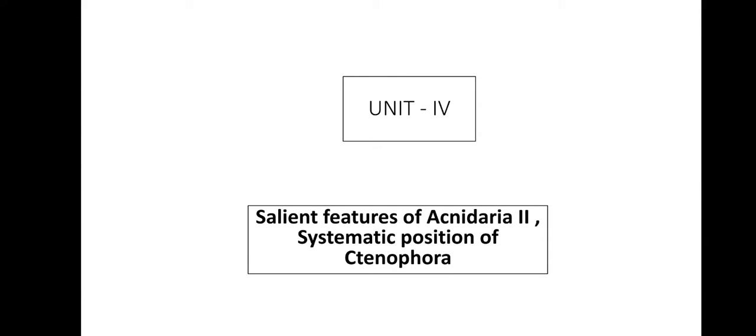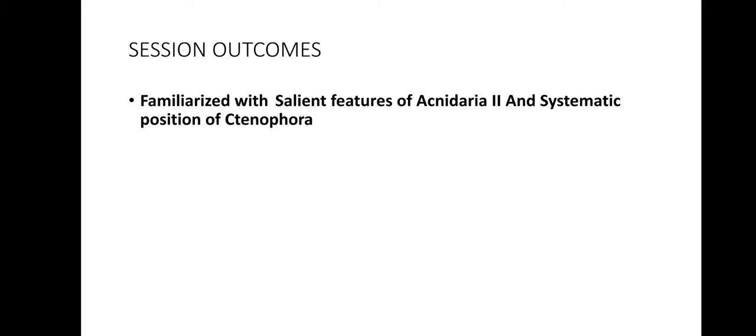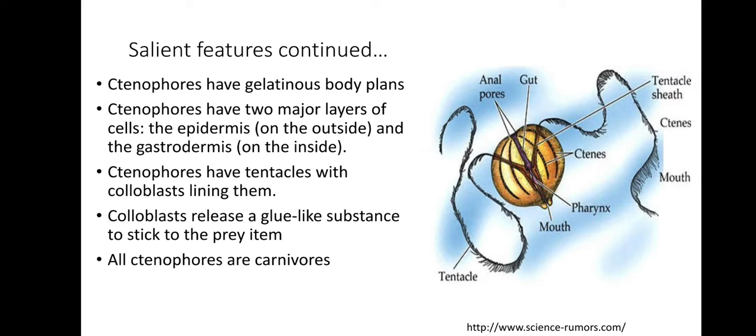Welcome to another session of Acnidaria, and in this session we are going to discuss the remaining salient features of Acnidaria, as well as see the systematic position of Ctenophora. The learning objective of this session is to study the salient features as well as to understand the systematic position, and by the end of this session you will be familiarized with different characters of Acnidaria Ctenophora, and also you will see why it has to be kept in a separate phylum. That is the systematic position of Acnidaria Ctenophora.